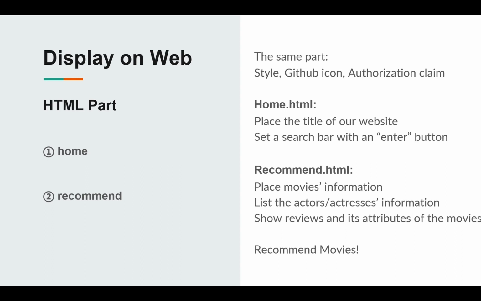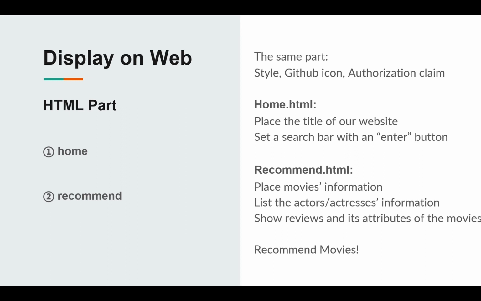More specifically, when it comes to the homepage, we borrow the autocomplete function from JS Deliver, a free and open source library, which makes the search bar complete. For the recommend page, we place information about the searched movie on the top, and then the detailed information of the actors and actresses follows, which is hidden by the cast of the person and can be shown by clicking the picture. Then we show users the reviews and whether reviews are positive or negative. At the bottom of the page are the recommended movies.